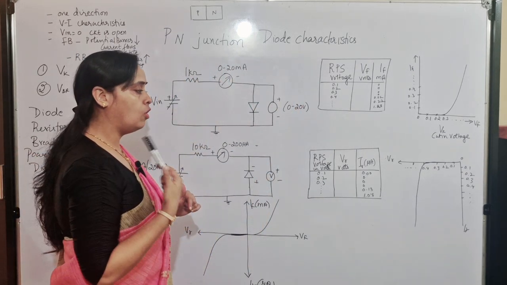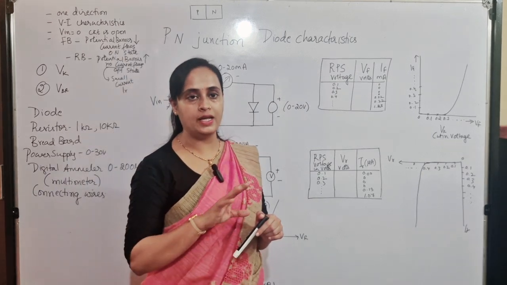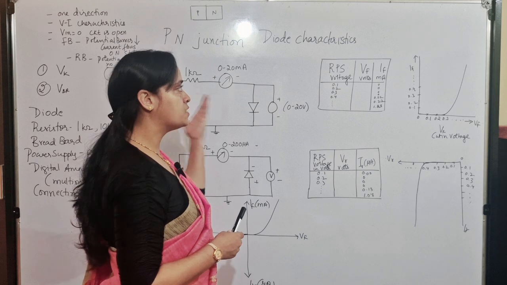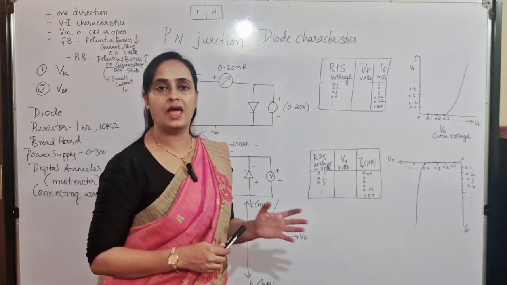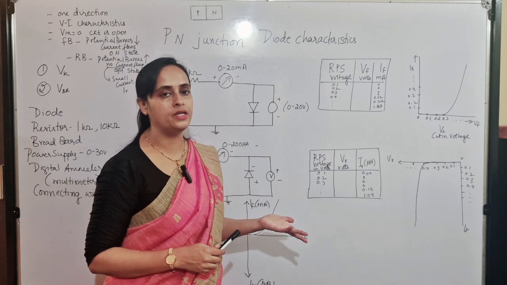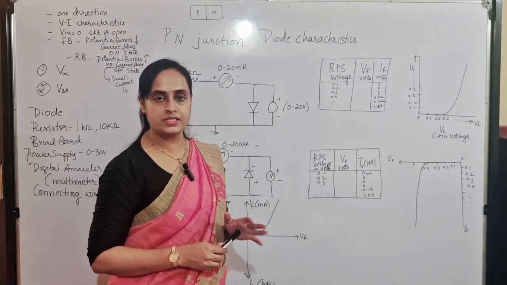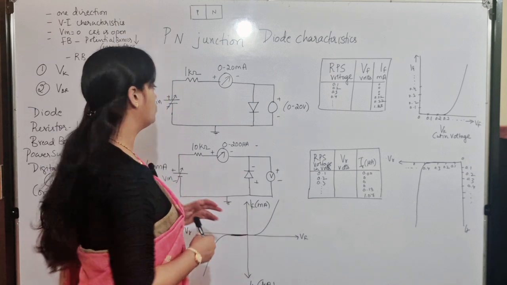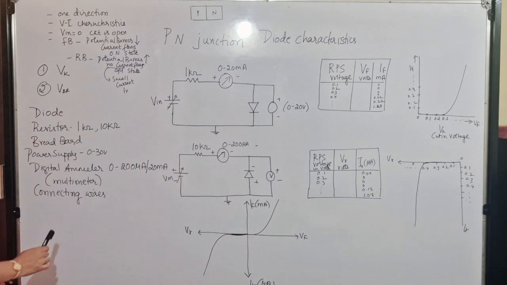On the answer sheet, before you write the components needed, first you will write the aim of the experiment. Whatever the experiment heading is, that is PN junction diode characteristics, that will be the aim of the experiment. Aim of the experiment: to plot PN junction diode characteristics. Components needed. This is how we need to filter the components before we start performing.